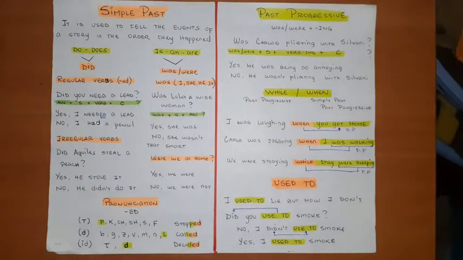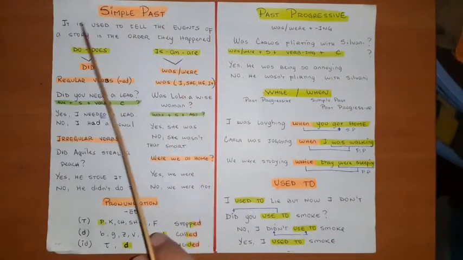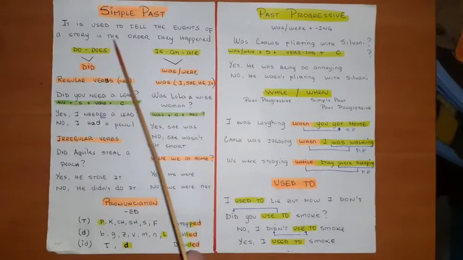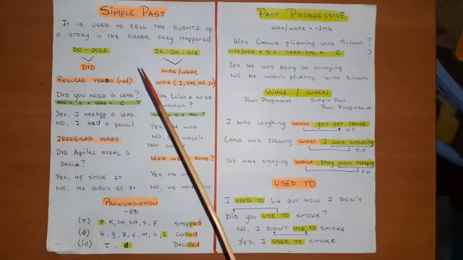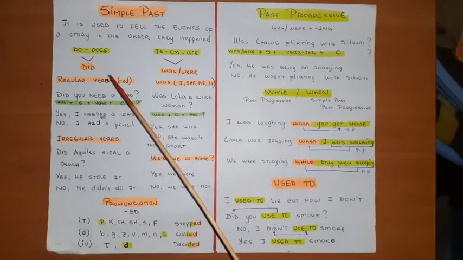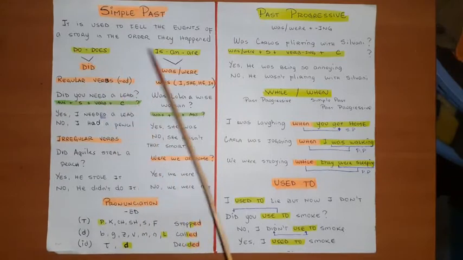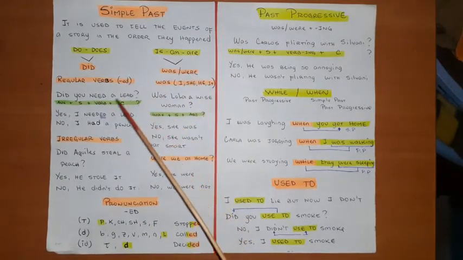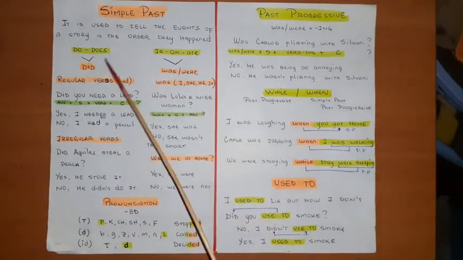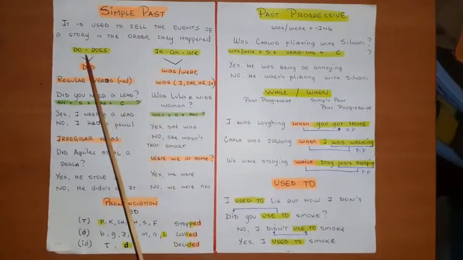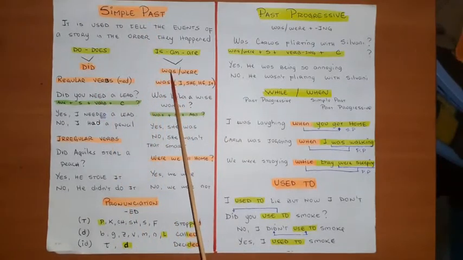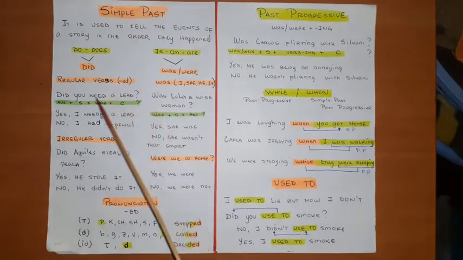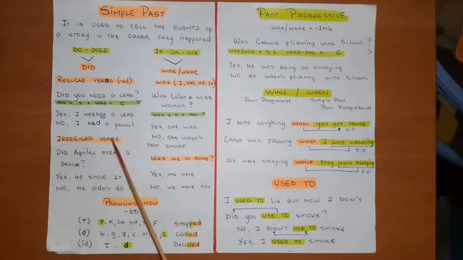Okay guys, so today we're gonna start talking about Unit 2, and this is about simple past, past progressive, and used to, okay? Remember, simple past is used to tell the events of a story in the order they happened. Remember, in simple present, we have do and does, and we have is, am, and are as the verb to be form, okay? But in simple past, we're gonna work with did, and we're gonna work with was and were. In simple past, we have regular verbs and irregular verbs, okay?